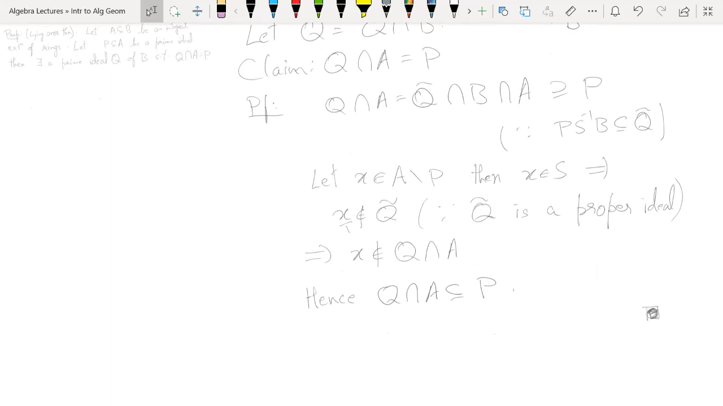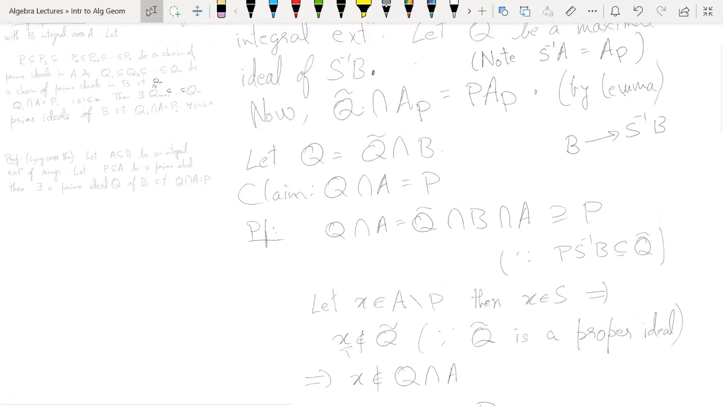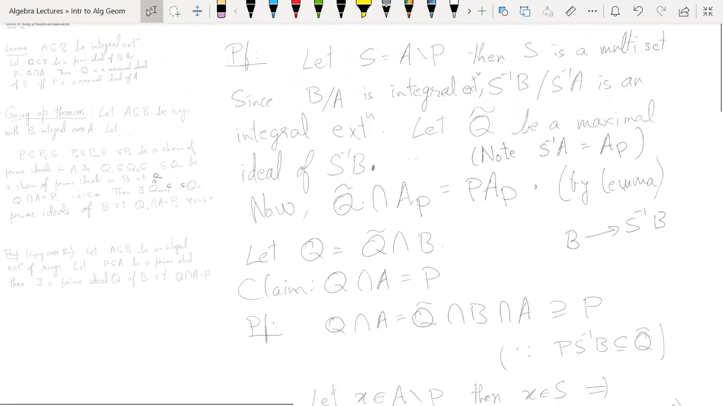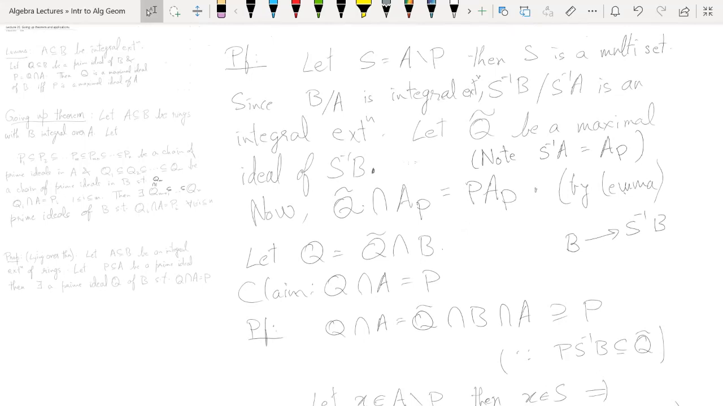So the only place we have used integral is in this lemma, which allows us to conclude that a maximal ideal contracts to a maximal ideal if you have an integral extension.